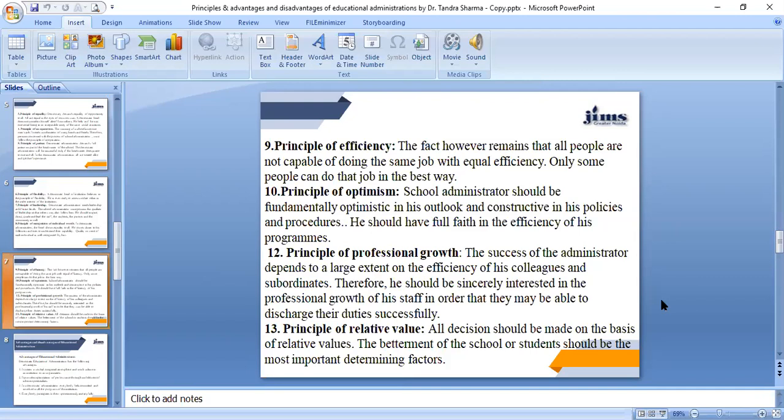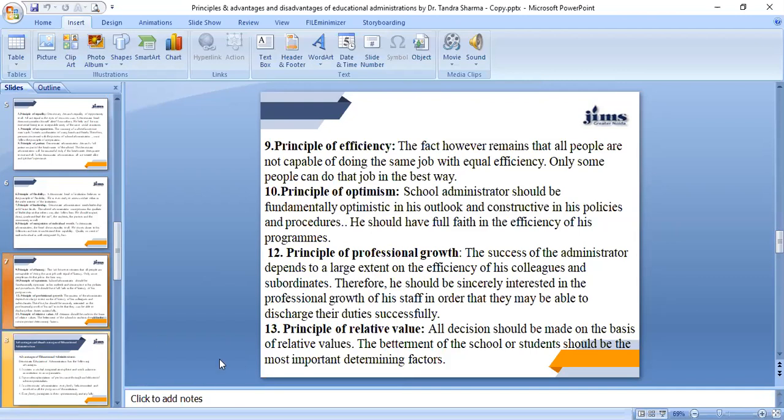And the last principle is the principle of relative value. All decisions should be made on the basis of relative values. The betterment of the school or the student should be the most important determining factor. So these are the principles of educational administration.